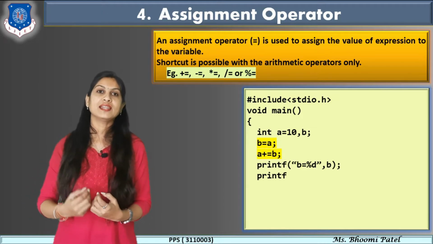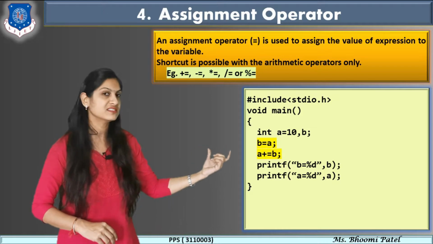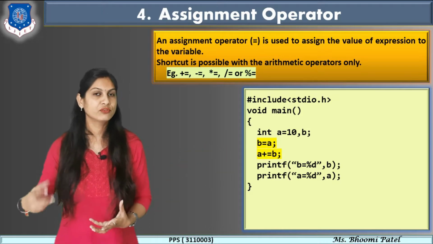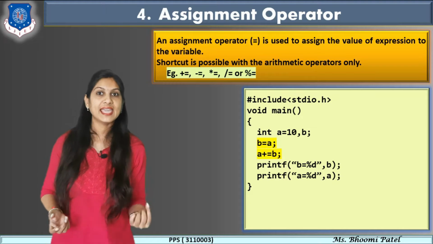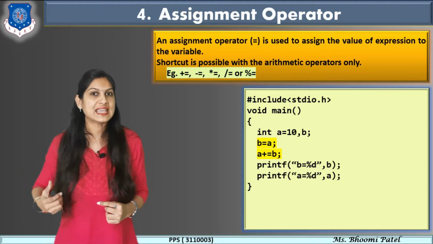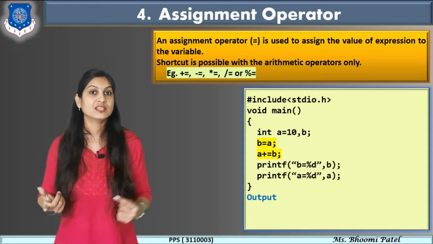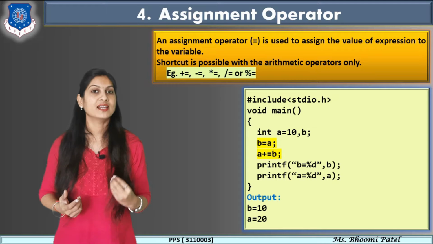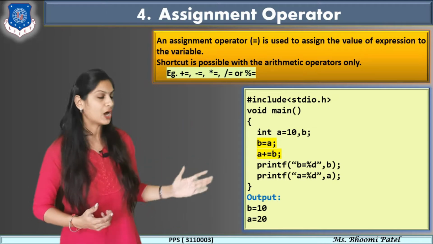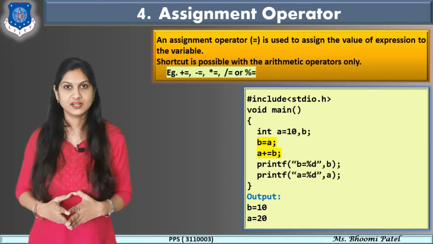Now suppose I am writing a plus equals b. Then what happened? This is the shortcut method, and the full form of it is a equals a plus b. So what happened? A plus b, that is 10 plus 10. So a equals a plus b. So a is now changed and that is 20. So here our output, b is 10 and a is 20, is generated.